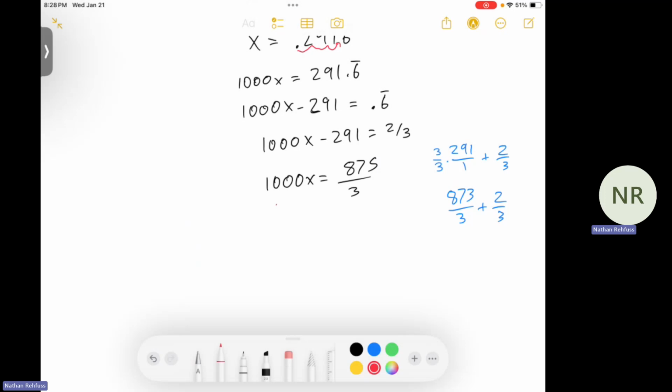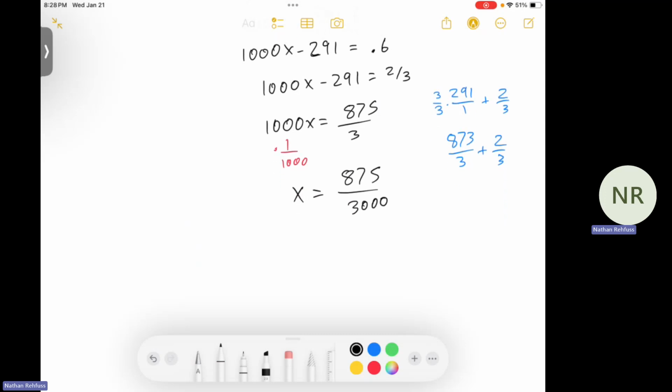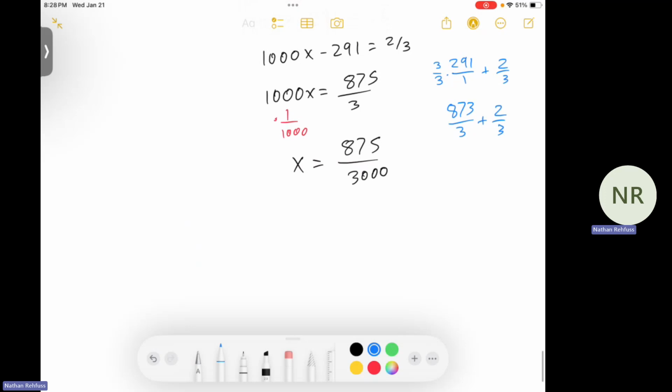We'll multiply both sides by 1 over 1,000. X is 875 over 3,000. And then we can reduce the fraction. 875, that must have a 5 in it. If I divide out the 5, I get 175. Is that right? Yeah, that's right. 175 must have a 5 in it. If I divide out the 5, I get 35, which is 5 times 7.